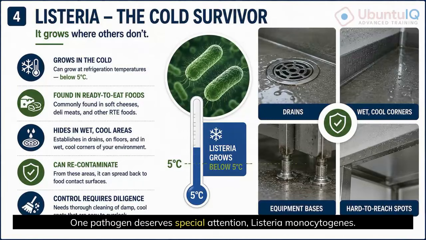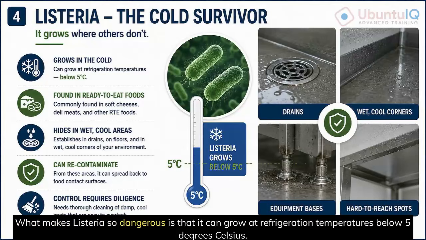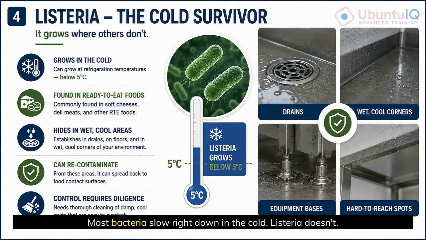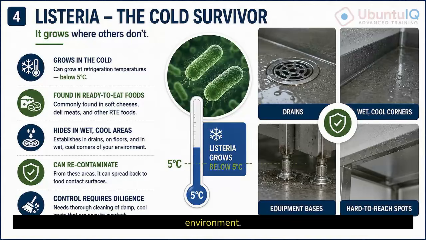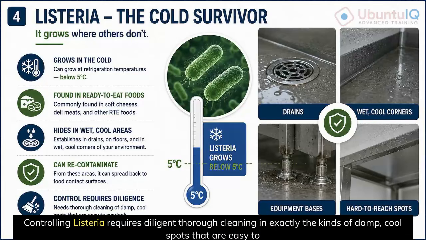One pathogen deserves special attention: Listeria monocytogenes. What makes Listeria so dangerous is that it can grow at refrigeration temperatures below 5 degrees Celsius. Most bacteria slow right down in the cold. Listeria doesn't. It's commonly found in ready-to-eat foods like soft cheeses and deli meats. More importantly for us, it can establish itself in the drains, on floors, and in wet, cool corners of a processing environment, and from there it can recontaminate food contact surfaces. Controlling Listeria requires diligent, thorough cleaning in exactly the kinds of damp, cool spots that are easy to overlook.